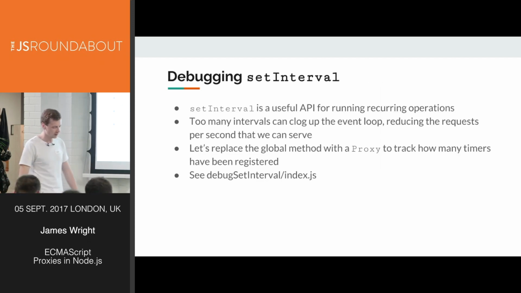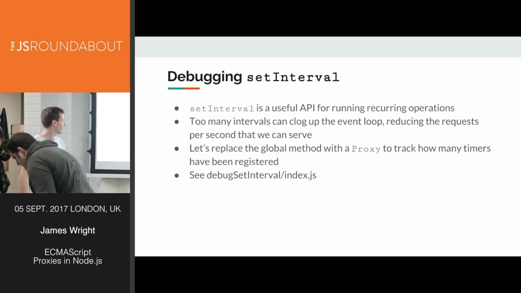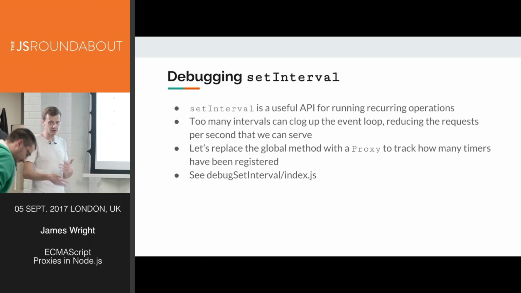So the first one is debugging setInterval. So setInterval, it's a great API for scheduling recurring tasks, but the problem is if, for example, you're using Node to serve a HTTP server and you have libraries and many dependencies that are creating intervals, then this can clog up the event loop and consequently it hampers your ability to serve as many requests per second as you may possibly want. So imagine we have a library that's just registering loads of timers and it's really annoying us. Let's replace the global setInterval method with a proxy to track how many timers have been registered.